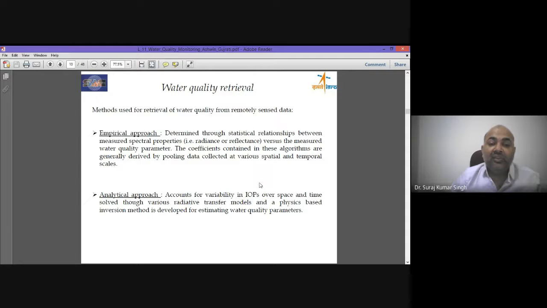So what are the different water quality retrieval methods that we are using or will be employing in our research? The first is the empirical approach, the second is the analytical approach. Empirical and analytical. So what do you mean by the empirical approach? It is determined through a statistical relationship between measured spectral properties and measured water quality parameters.